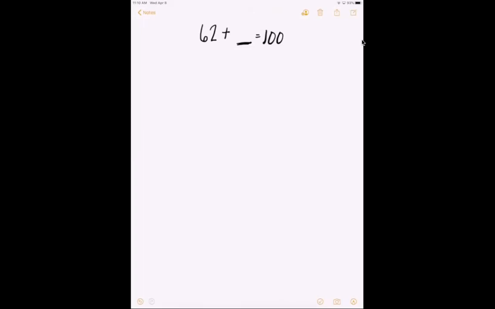So let's get started. Our problem today is 62 plus what equals 100. I'm going to start with using tens and ones. I'm going to start by representing tens and ones with 62. 10, 20, 30, 40, 50, 60. 61, 62. Now, I have to figure out how I can get this representation and add some more tens and ones to get to 100. So I'm going to choose a different color.